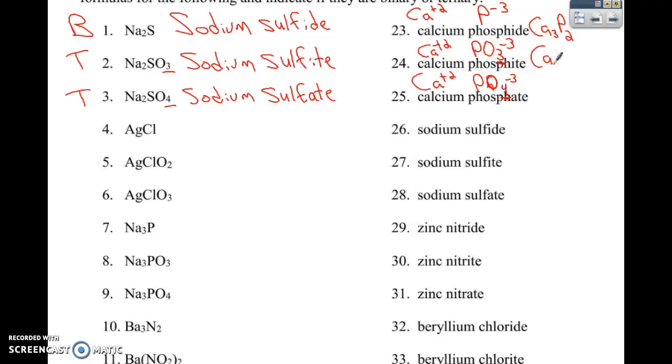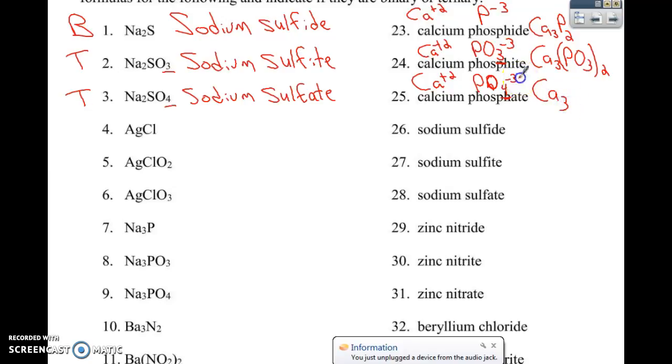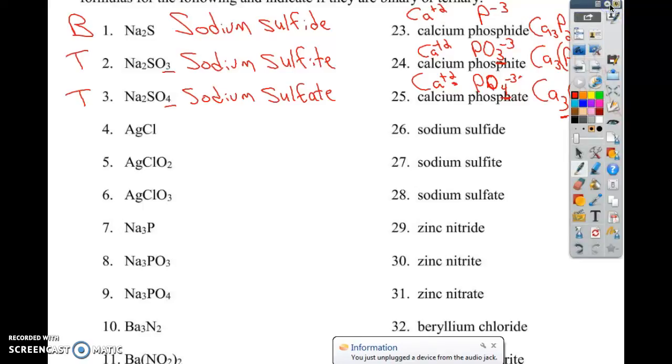So when you crisscross these, you get Ca3, PO3, but you need parentheses around that phosphite because you have more than one of them. So for calcium phosphate, the 3 from the phosphate gets written as a subscript for the calcium. You have to put that phosphate in parentheses because the 2 from the calcium gets written as a subscript there. Now I'm going to scroll down a little bit.